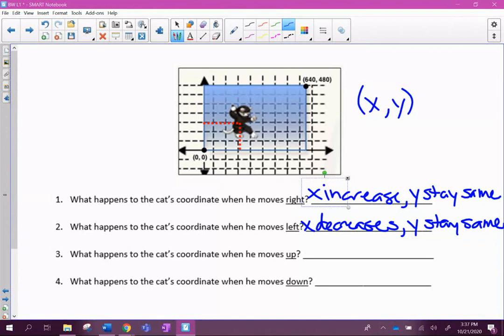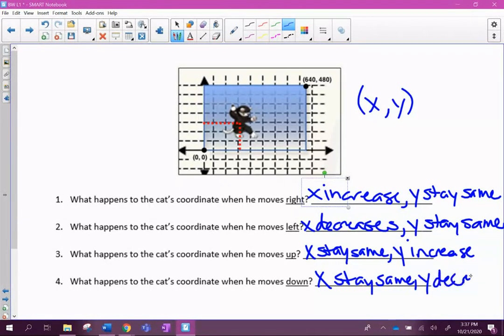Okay, so what about if it moves up or down? The X is going to stay the same, and our Y value will change. So if I'm moving up, the Y will increase. And then if I'm moving down, the X stays the same, but the Y is going to decrease. Okay, so we're thinking about changing the positions of the cat.